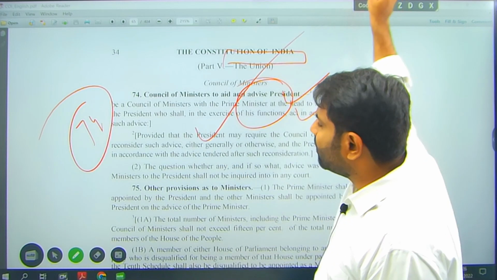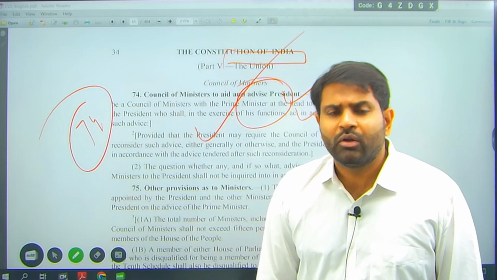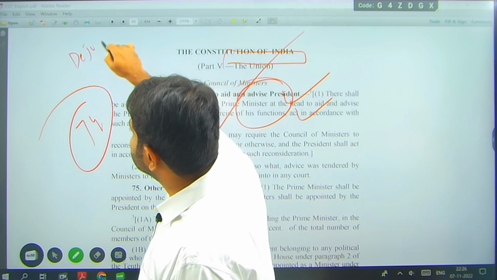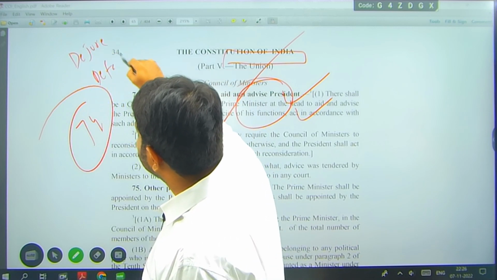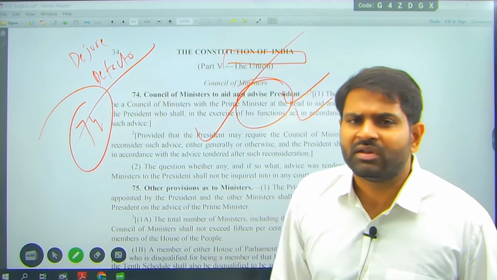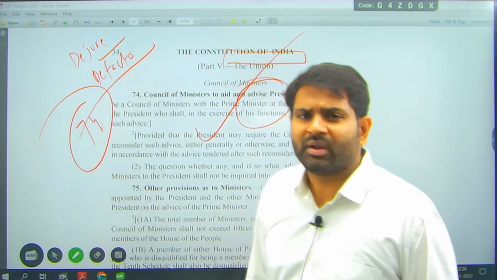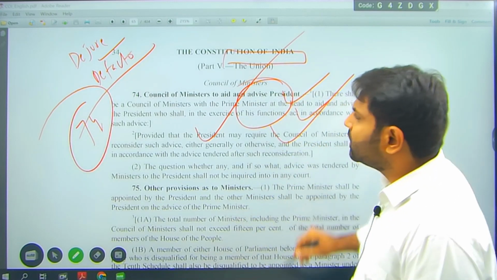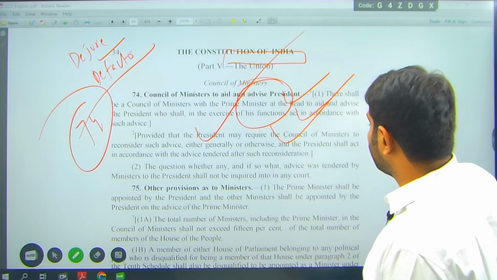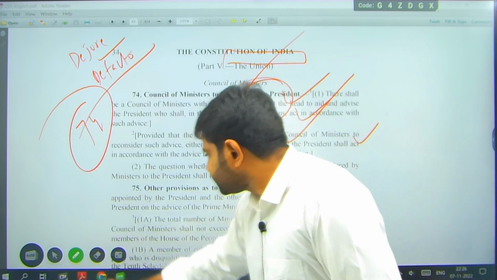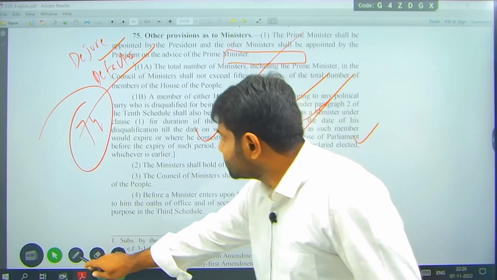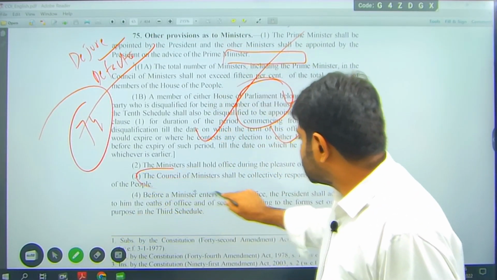Article 74, whenever you are talking about nominal power, de jure, de facto. De facto, the real power is the prime minister and council of ministers. Nominal power, that de jure, is president, right? That is mentioned in Article 74. The executive is responsible to parliament, that is parliamentary form of government. You can see here, remember this.